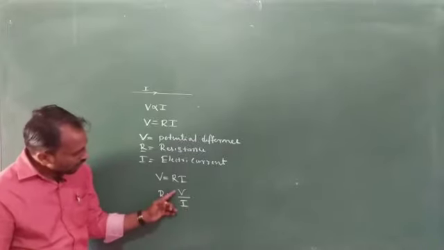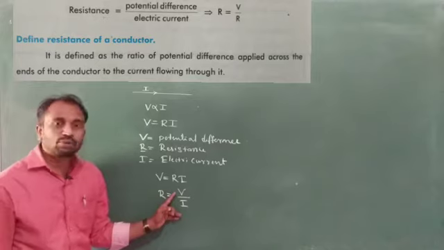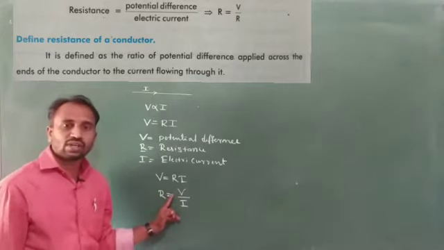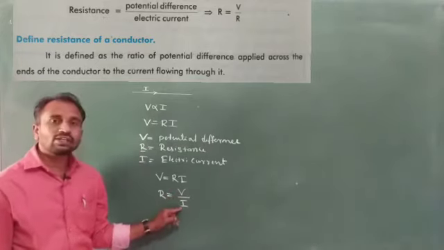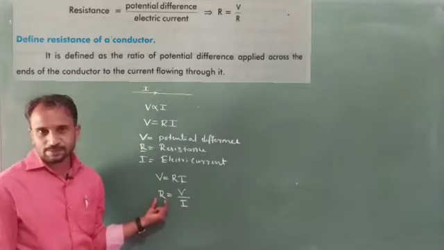Yes, it is the ratio of electric potential to the electric current, or it is the ratio of a potential difference across the two ends of a conductor to the electric current flowing through it. So this one we consider the definition of resistance.